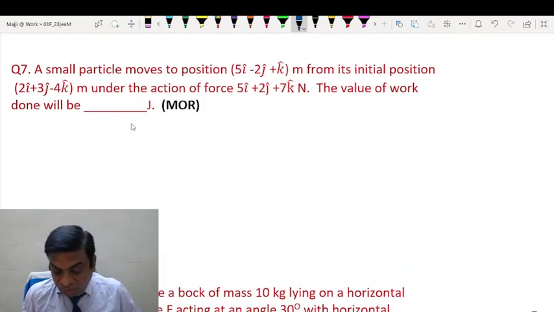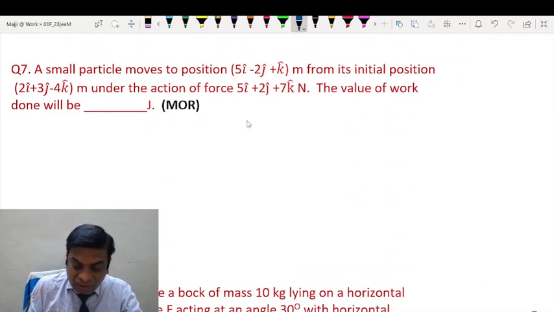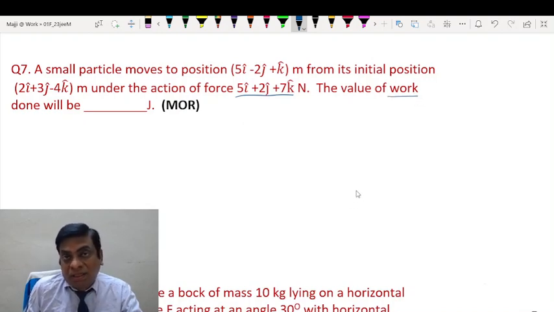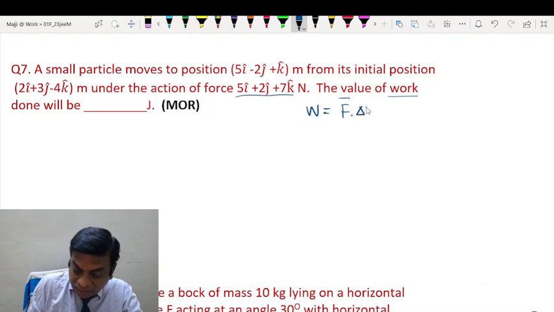A small particle moves to a position distant from its initial position under the action of the given force. You can see that force is constant. So simply you can obtain work as the dot product between force and the displacement vector. Okay. So work done is simply the dot product of force and displacement. So the force vector is how much? 5i cap plus 2j cap plus 7k cap.